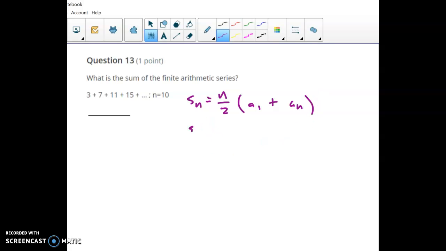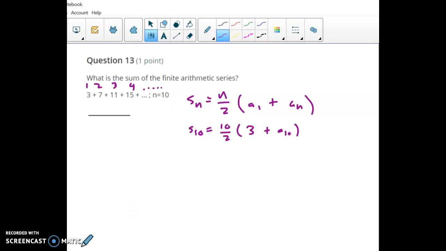So we know we're summing 10 terms because they're saying n is 10. There's 10 terms total, so it's 10 over 2. And then the first term is 3. But the last value is a sub 10, but we don't know what that is, right? We have 1, 2, 3, 4, right? So we could keep extending it out to find the 10th, but as this number gets bigger, if it's like 100 or something, it's going to be a pain to list them all out.